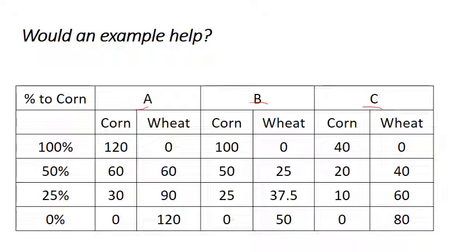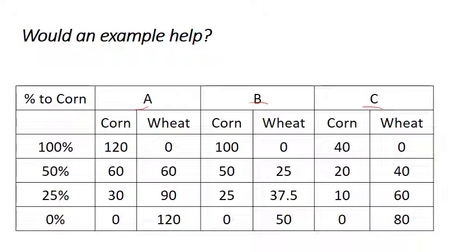If we use all of A to grow wheat, we'll grow 120 wheat, but 0 corn. We get 50 wheat, 0 corn for B, and 80 wheat, 0 corn for C. Now we allocate a proportion of the acre to corn and the other portion to wheat. We simply get a percentage of 120 and 120, or 100 and 50, or 40 and 80.